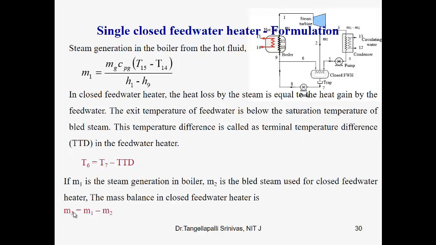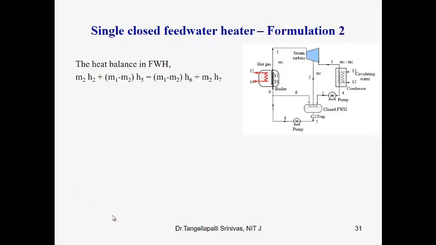This is the mass balance equation: M3 is equal to M1 minus M2. And then the energy balance equation in the feed water heater. Combining the mass balance and energy balance equations gives M2 is equal to M1 times (H6 minus H5) divided by (H2 plus H6 minus H5 minus H7).